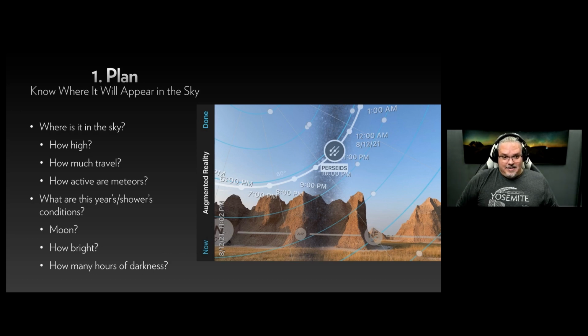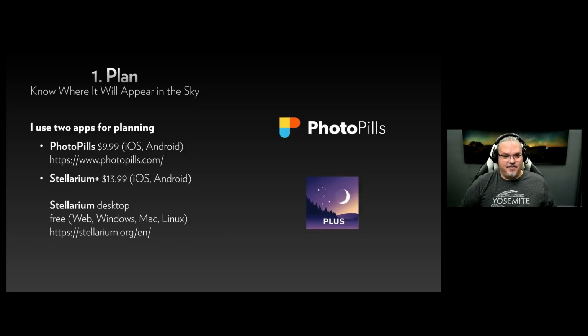So you want to capture as many as possible by having no light in the sky. How bright is it going to be there? And that could be the conditions, like how much light pollution do you have there? And other things could affect that. And how many hours of darkness do you have? And all of these things can be found inside of apps.